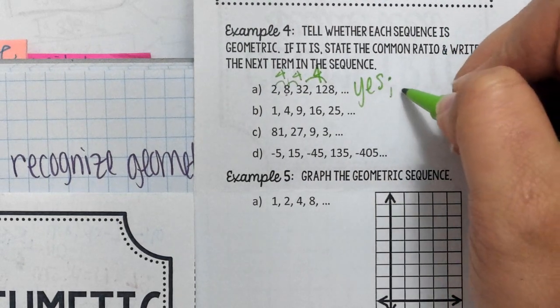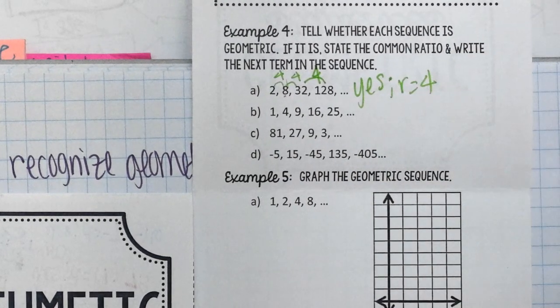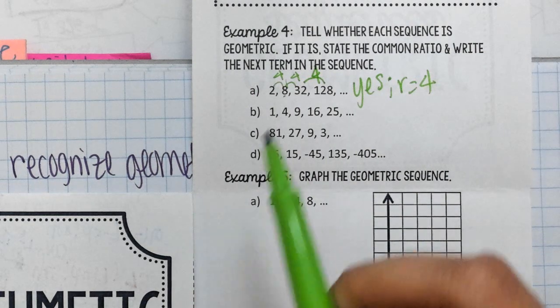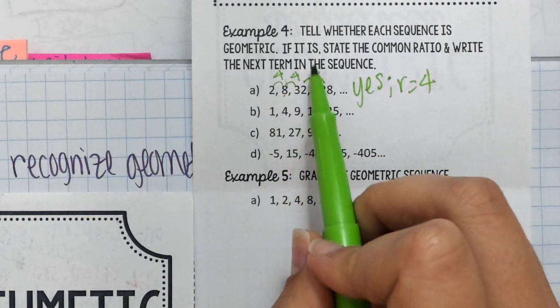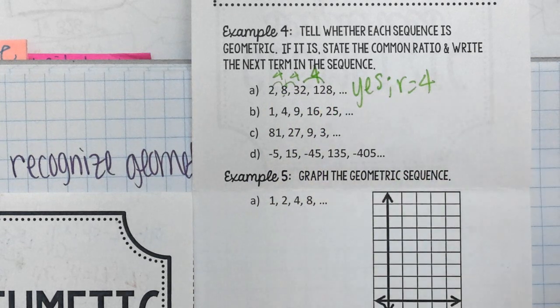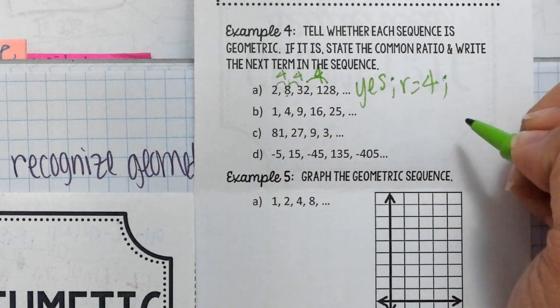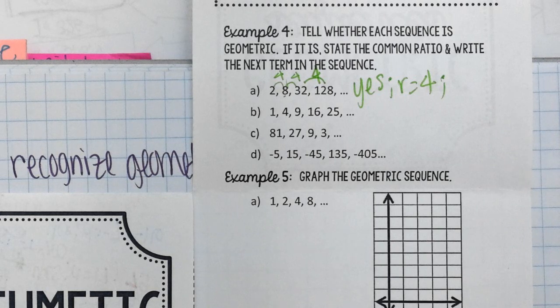So what's our common ratio? 4. Now, to find the next term in your sequence, we would multiply 2 by 4 to get 8, 8 by 4 to get 32, 32 by 4 to get 128. So multiply by 4 again. Don't yell it out. Just do 128 times 4. Sit there for a minute and breathe.